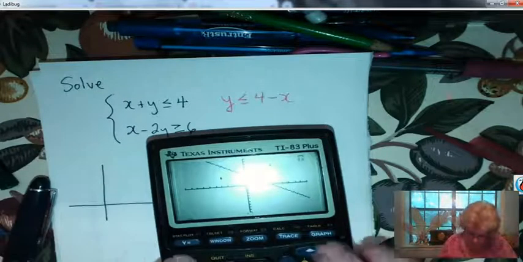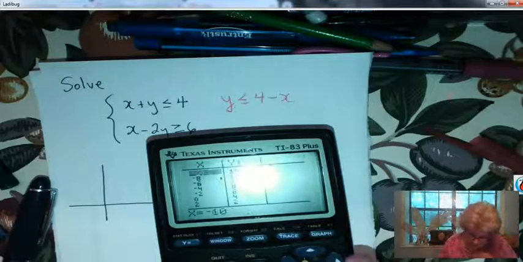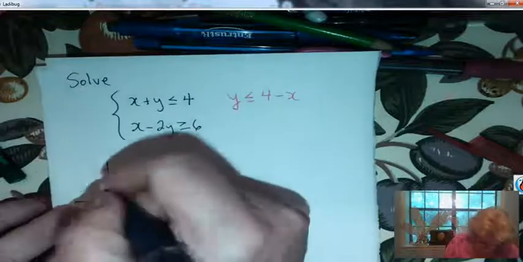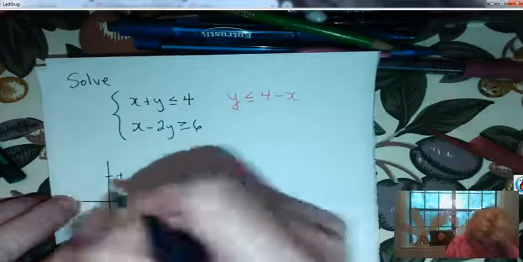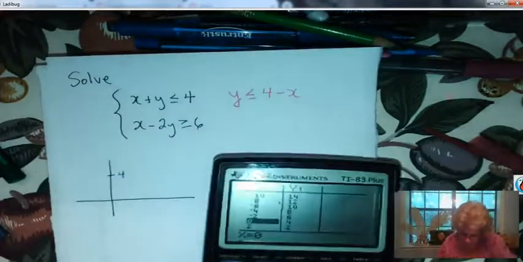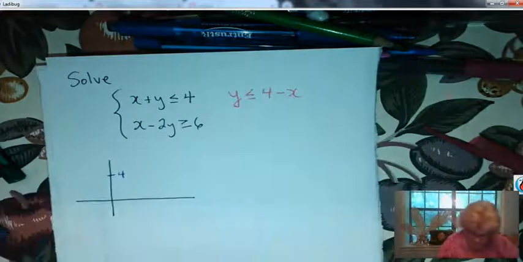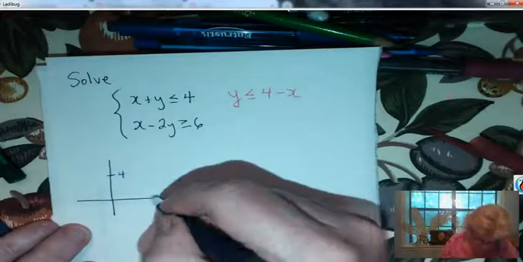Okay, and if I want to see some points here, I press second graph. I've got 0, 4. It goes through that because the easiest place to see is where does it pass through the x-axis and the y-axis. And we've got 4, 0. So that's nice.